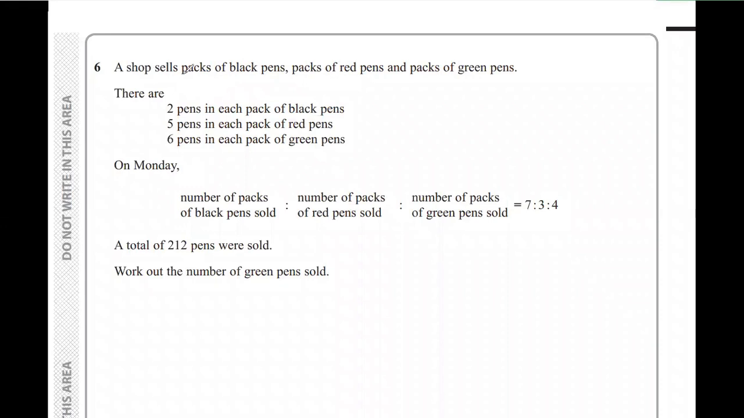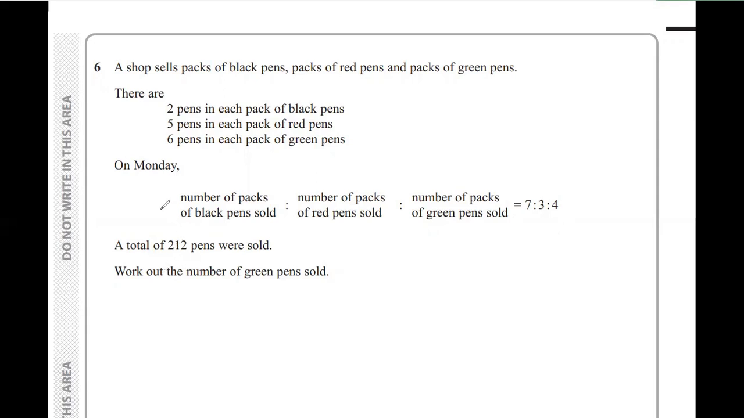Question number 6. A shop sells packs of black pens, packs of red pens, and packs of green pens. There are 2 pens in each pack of black pens, 5 pens in each pack of red pens, 6 pens in each pack of green pens. On Monday, the ratio of the number of packs of black pens to red pens to green pens sold is 7 to 3 to 4. A total of 212 pens were sold. Work out the number of green pens sold.